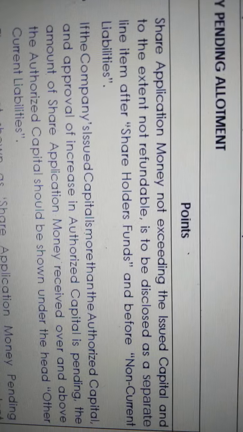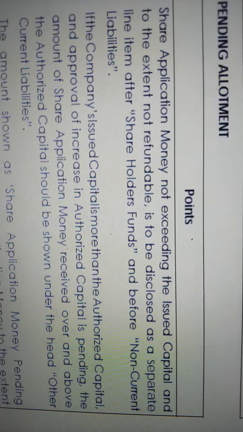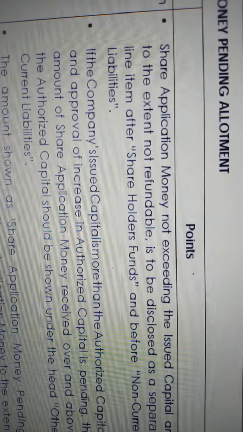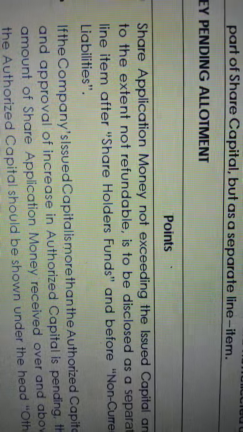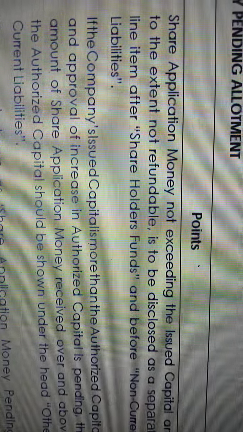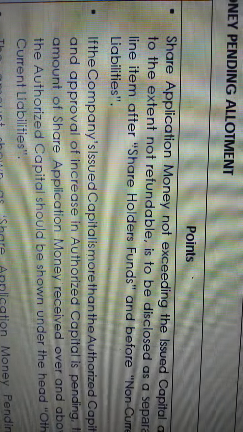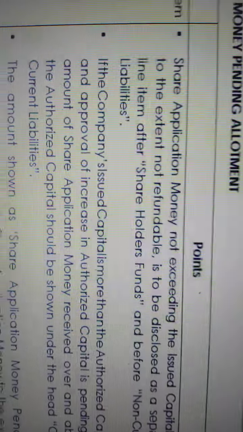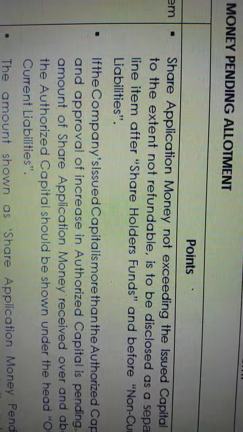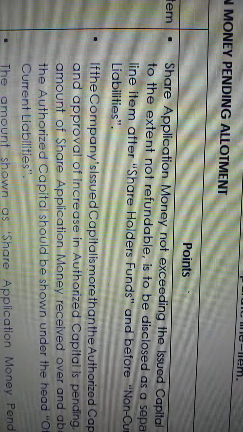Share application money not exceeding the issued capital, and to the extent not refundable, should be disclosed as a separate line item after shareholders' funds and before non-current liabilities. What are they trying to say? My total authorized capital, my total issued capital, is 1 crore, and the already subscribed capital is 80 lakhs. Issued capital is 1 crore, already subscribed capital is 80 lakhs. Additional issue I am making.